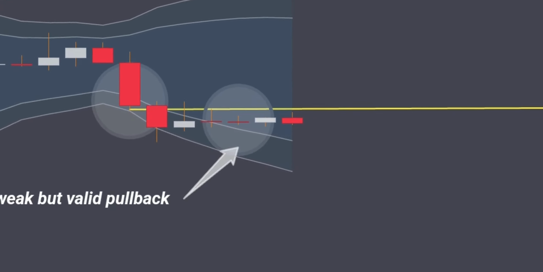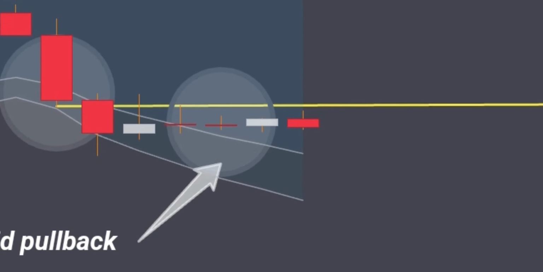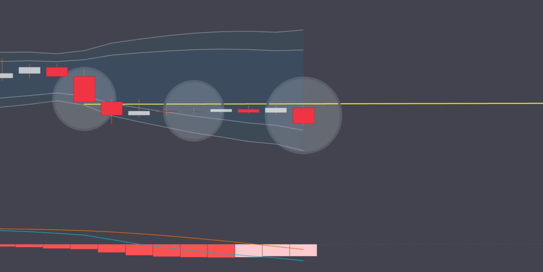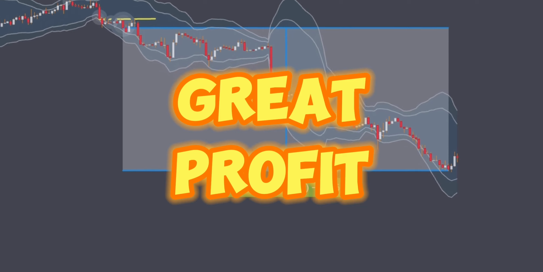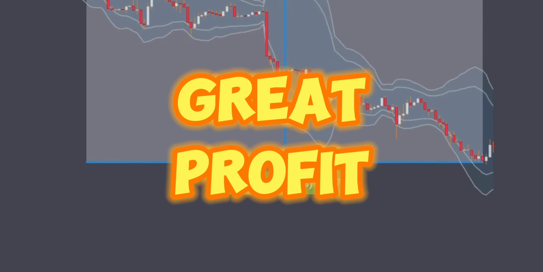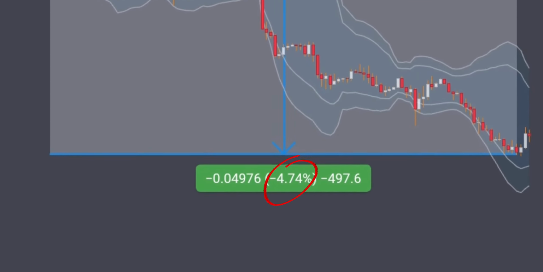Very weak but valid pullback. And finally, an engulfing candle formation is formed. With the closing of the last red candlestick, a favorable opportunity has arisen for traders awaiting confirmation. There was an excellent profit for traders who opened sell-side trades. The price fell by 4.7%.